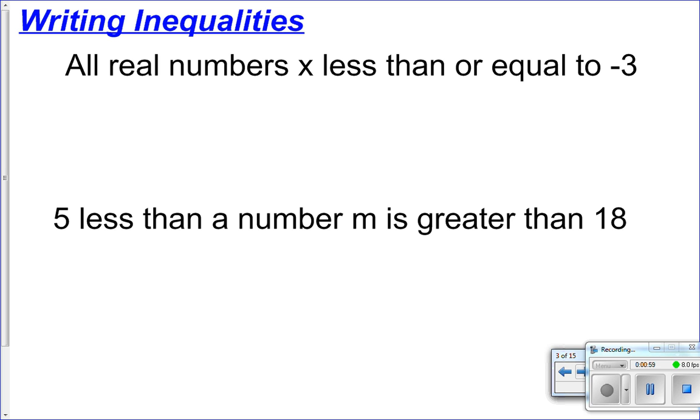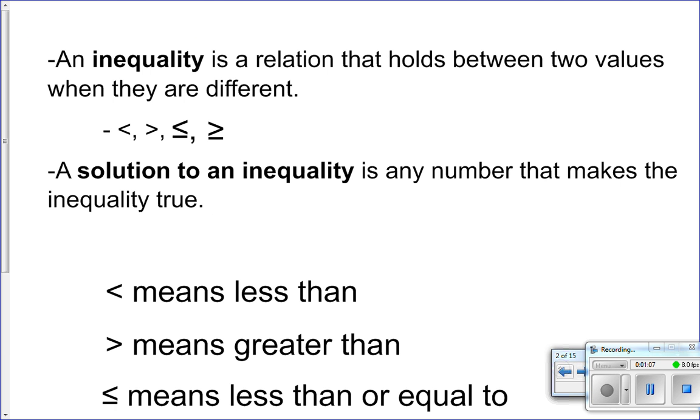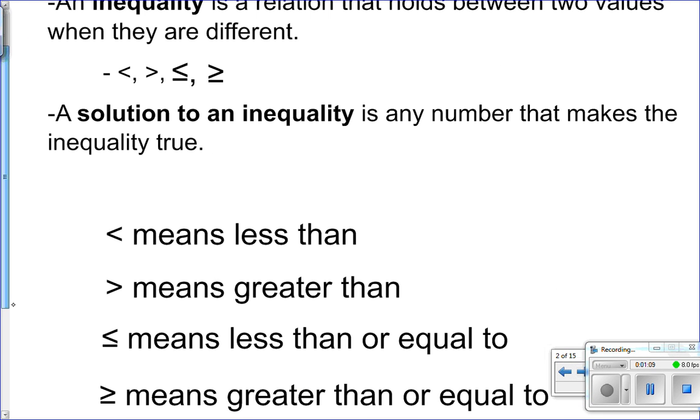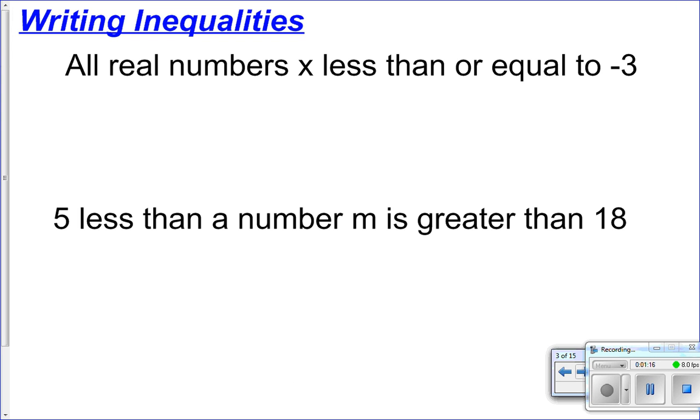Okay, so writing inequalities. So let's look at this first one. It says all real numbers x less than or equal to negative 3. So since it's less than or equal to, we're going to use this sign right here, less than or equal to. So all real numbers x less than or equal to negative 3.